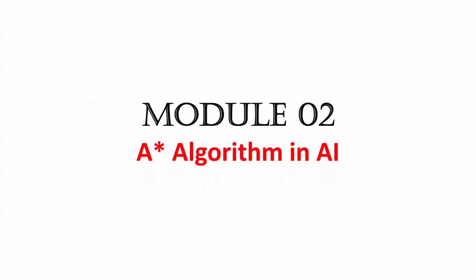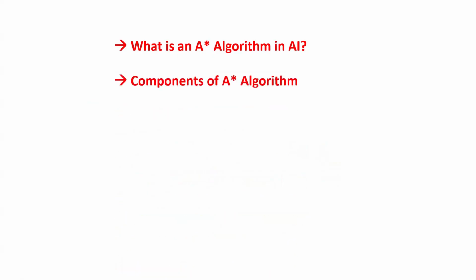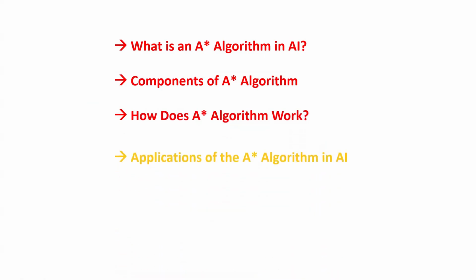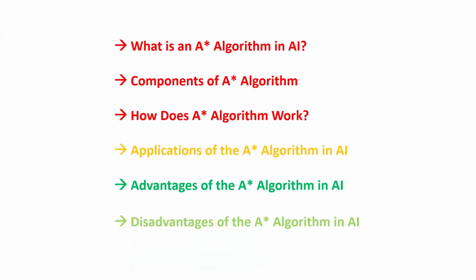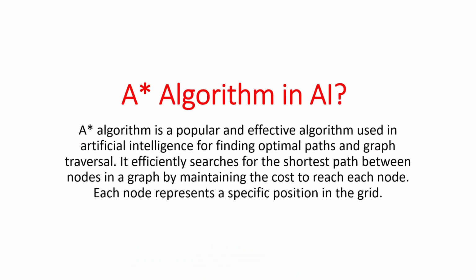In Module 2, we are discussing the A-star algorithm in AI. Let's start the topic. In this topic, we learn about what is an A-star algorithm in AI, components of the A-star algorithm, how the A-star algorithm works, applications of the A-star algorithm in AI, and advantages and disadvantages of the A-star algorithm in AI. So let's begin the topic.